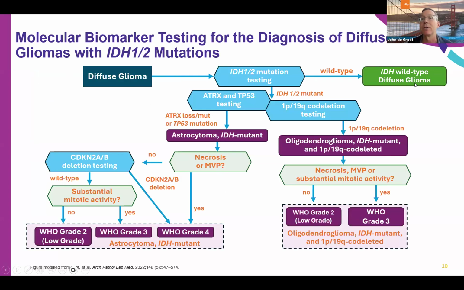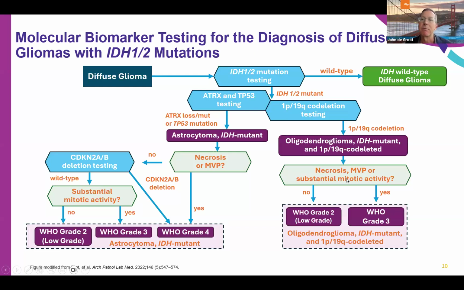If it's not IDH mutated, then it's a wild type tumor. And again, that's where the glioblastoma is more likely to occur. But if it is mutated, then you're really trying to differentiate between an oligo and an astro. And if it has this 1p19q co-deletion, then it falls into the oligodendroglioma category.